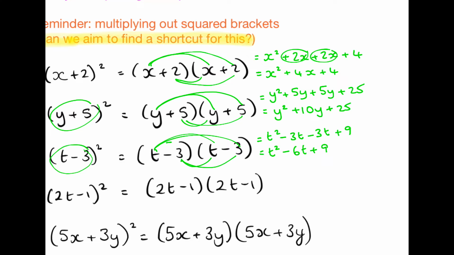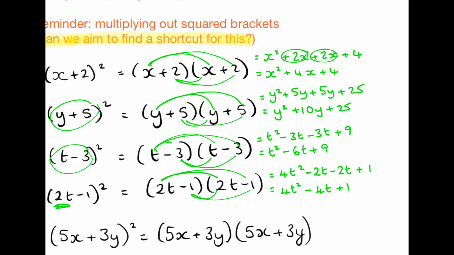Right, the next one, we don't have a single letter at the beginning. We've got 2t here. So it's 2t minus 1 times 2t minus 1. So we're doing it exactly the same way. 2t times 2t is 4t squared. 2t times negative 1 is negative 2t. Negative 1 times 2t is another negative 2t. And then negative 1 times negative 1 is plus 1. So we've got 4t squared minus 4t plus 1.